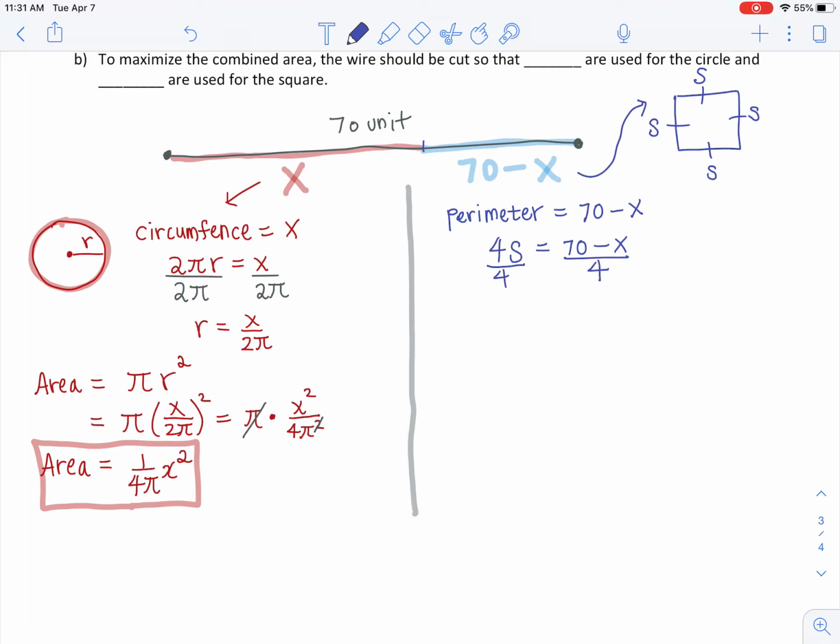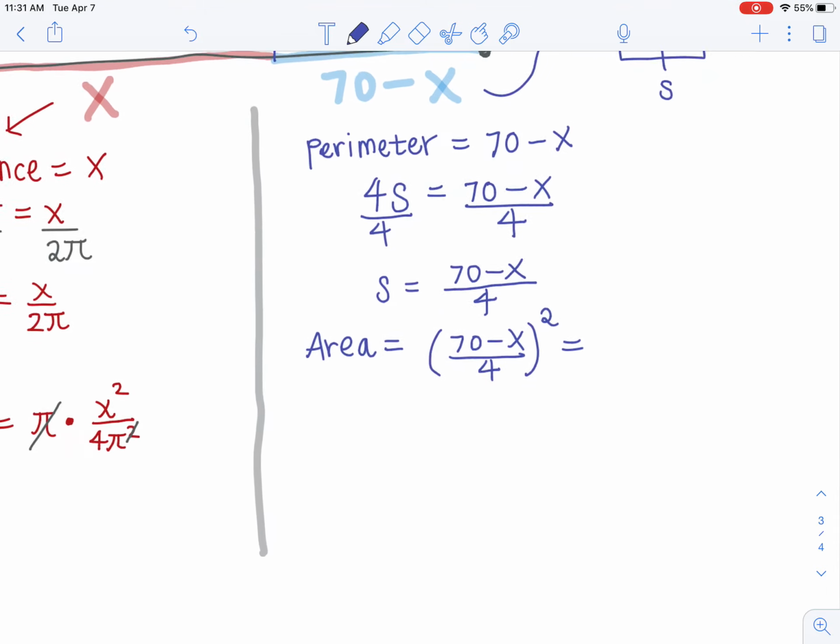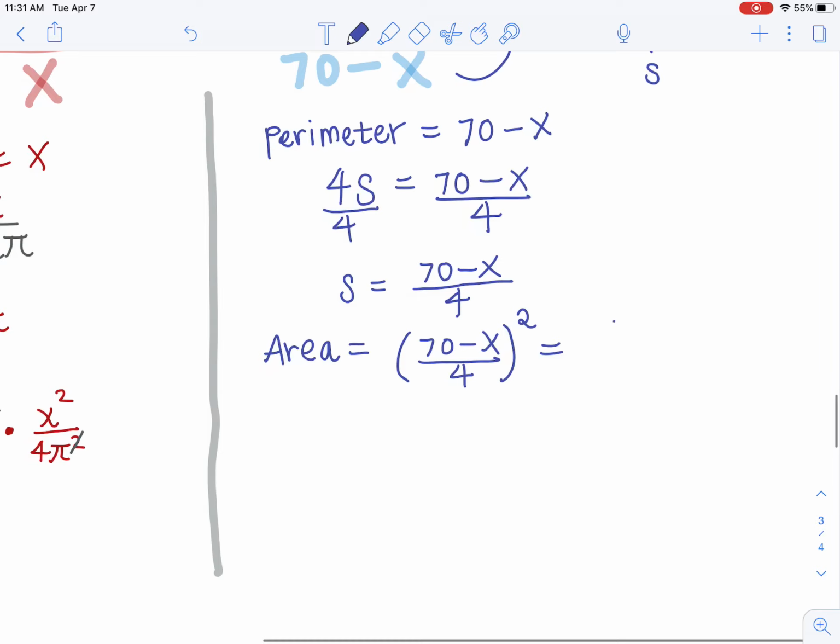Why am I creating a new variable called s? Because in order for me to find the area of the square, I need to know what the side length is. And the side length is simply, if I divide both sides by 4, the side length is 70 minus x divided by 4. Ready to find the area of this square? Area of a square is side squared, length times width.